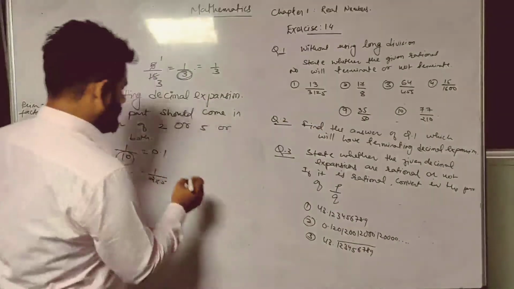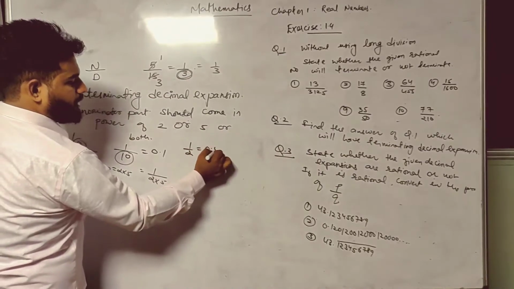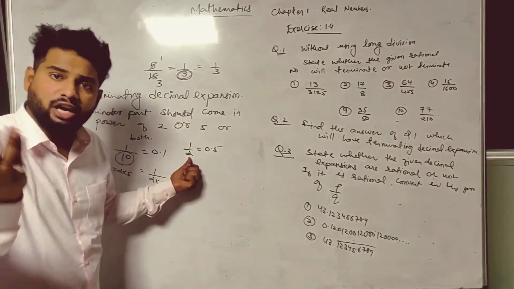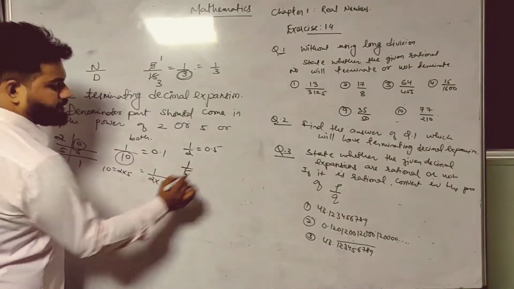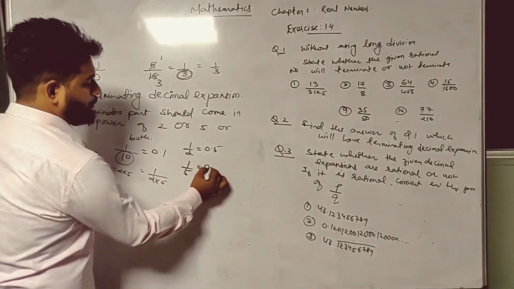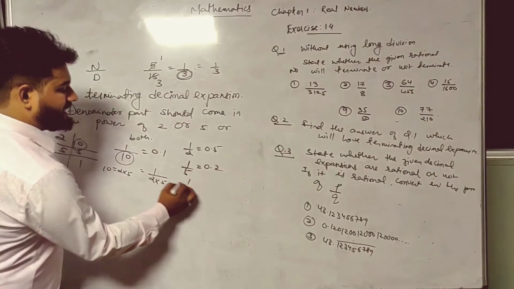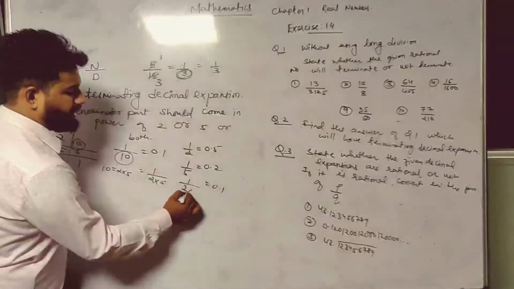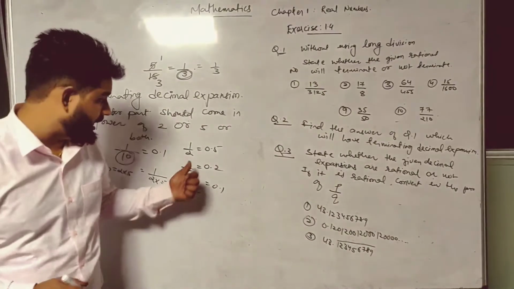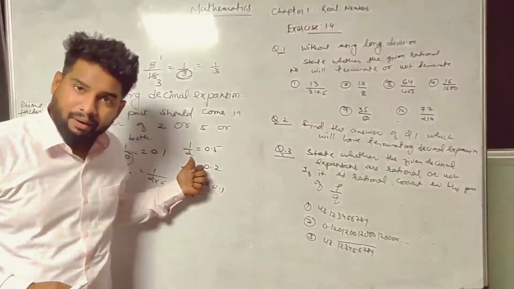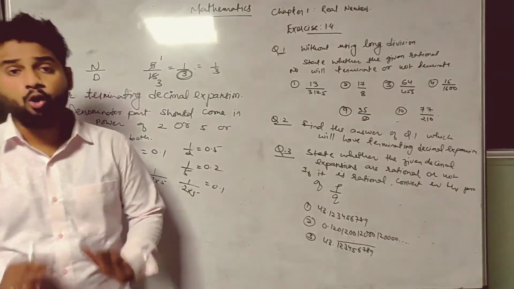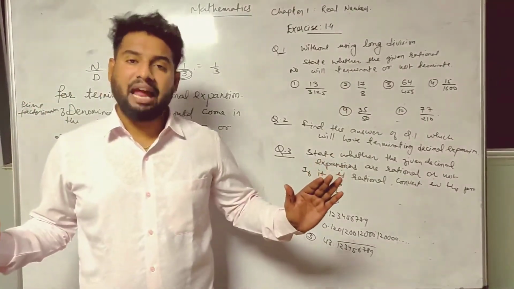Like for example 1 by 2, it is 0.5. Again, if you see, the denominator is only 2. 1 by 5, it is 0.2, or 1 by 10, 0.1. 1 by 10 means nothing but 2 and 5. So the denominator should have only 2 as a prime number, or 5 as a prime number, or 2 and 5 as prime numbers. No other prime factor is allowed.